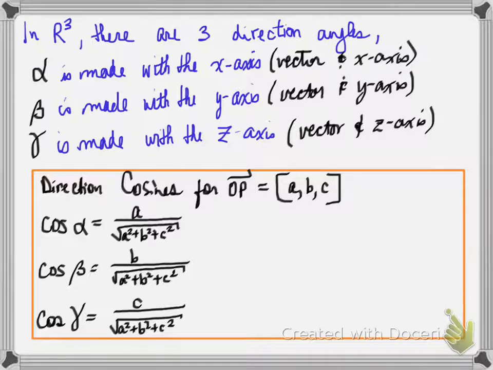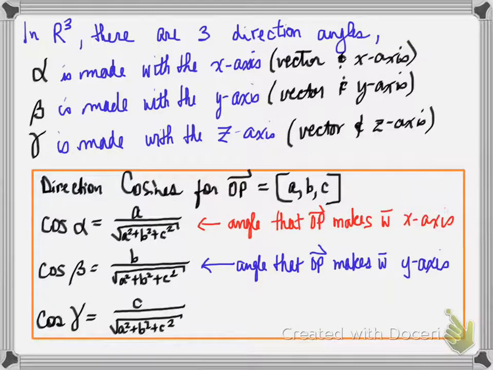Now note the numerators. Alpha corresponds to the x value. In this case, in the component vector OP, the value is A. Beta corresponds to the y value. B corresponds to the y value of OP. And gamma corresponds to the z-axis, which the z value is C in the vector OP. So again, the angle that OP makes with the x-axis is alpha, the angle that OP makes with the y-axis is beta, and the angle that OP makes with the z-axis is gamma.